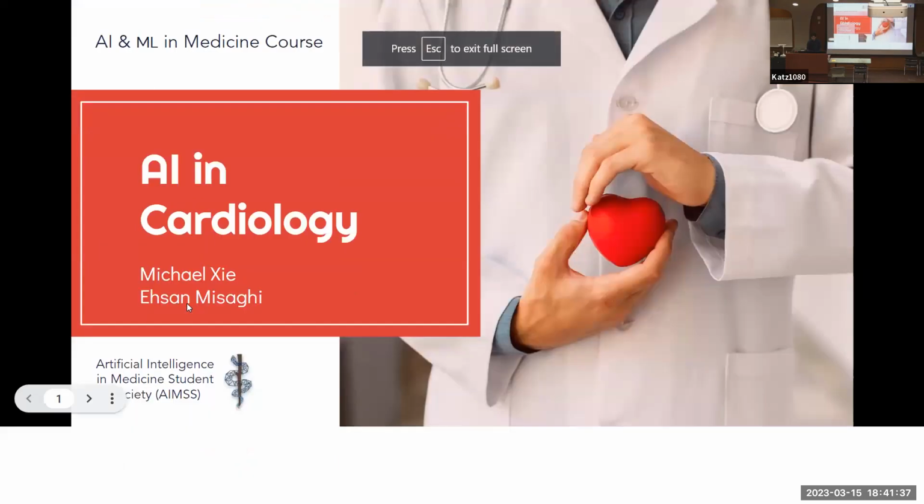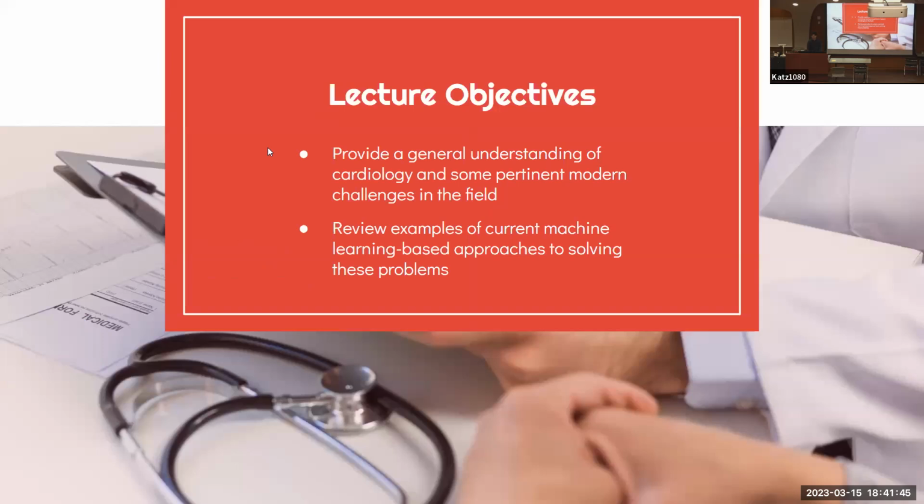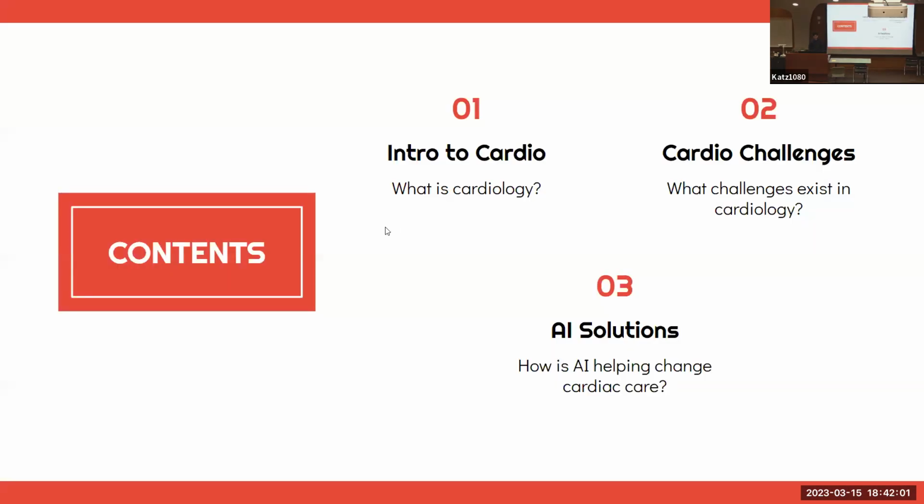Okay, so new presentation, new template, red this time, not blue. So AI in cardiology, let's jump into it really quickly. Lecture objectives, pretty similar to last time. Want to provide you guys a general understanding of what cardiology is and some pertinent modern challenges in the field of cardiology, and then review some examples of current machine learning-based approaches to solving some of these problems in cardiology.